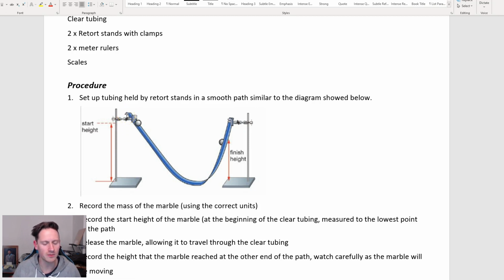You'll be letting the marble go, and it will go through the roller coaster and go up and finish at a certain point before it drops back down. You want to record that finishing height. So you're going to have to look where it finishes and approximate that, and then measure that with your ruler.